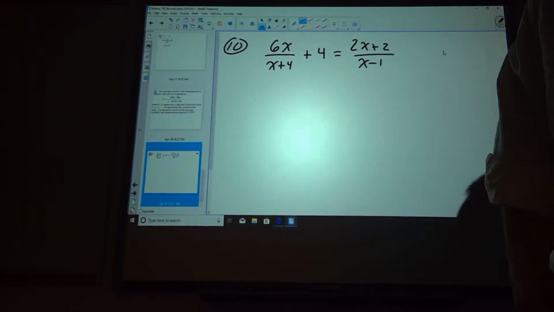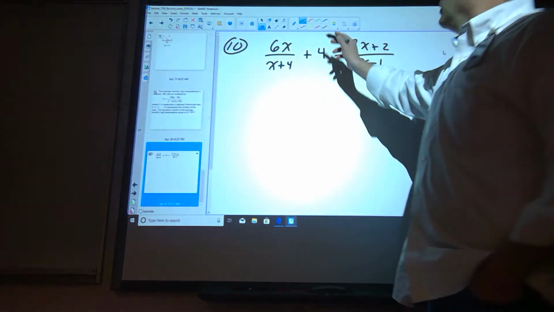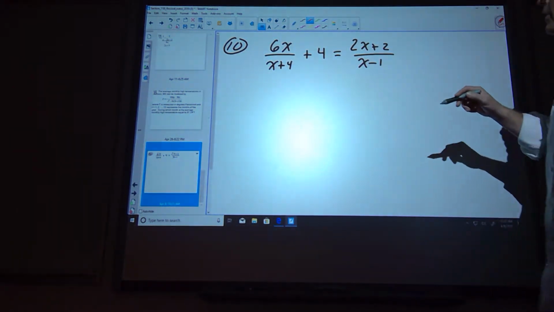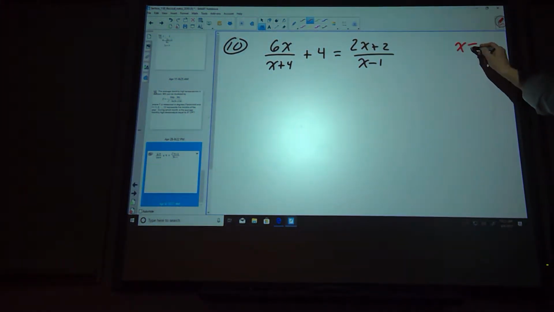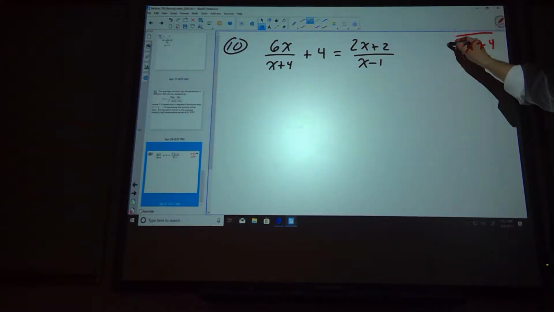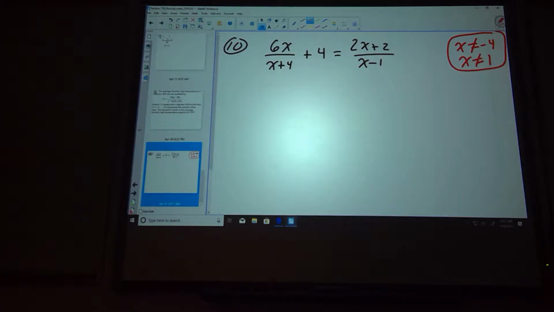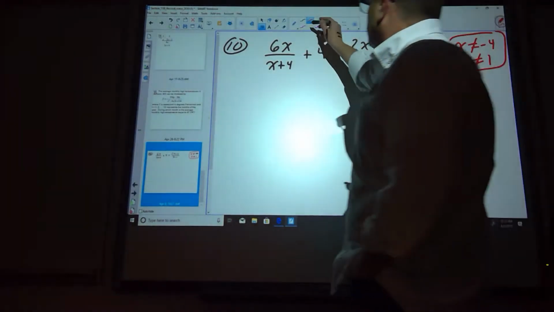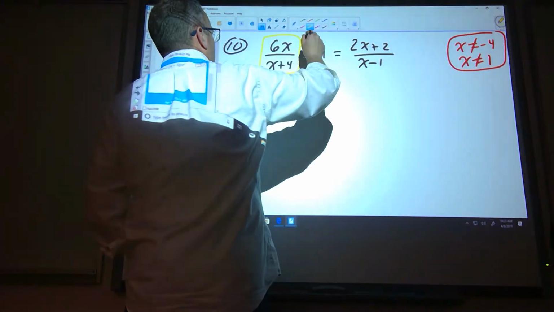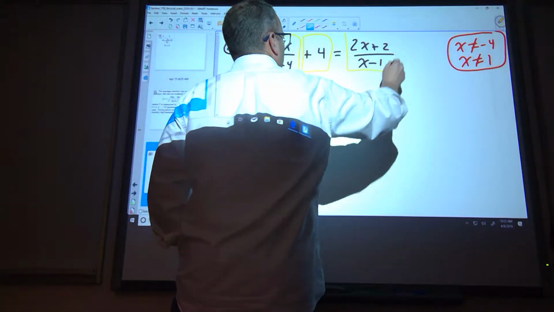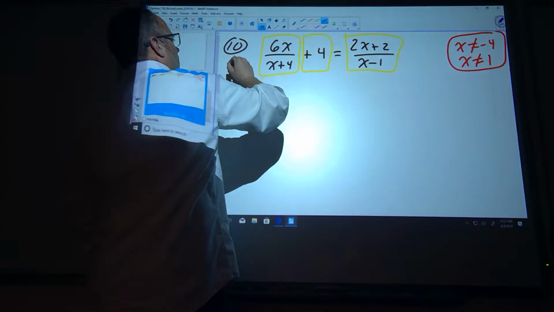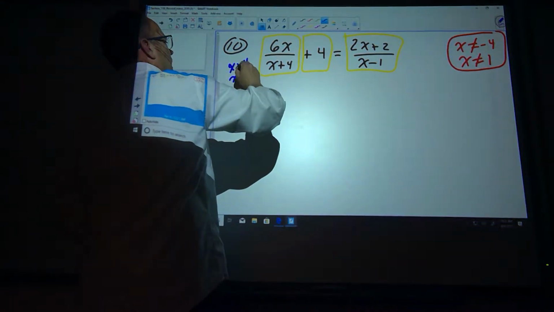Alright, we want to solve this problem. It's open and it's clear. Alright, so just a few things that we need to keep in mind. So we have to keep that in mind because of what our original problem is, because that makes a 0 in the denominator. So what I'm going to do is multiply all 3 terms by x plus 4 times x minus 1. So you remember I have this term, I have this term, and I have this term. And I'm going to multiply all 3 of them by x plus 4 and x minus 1.